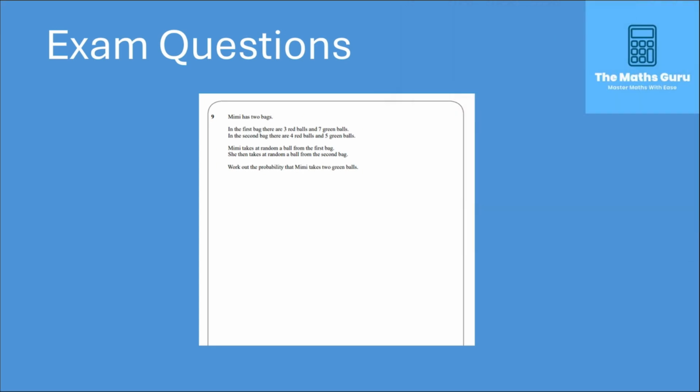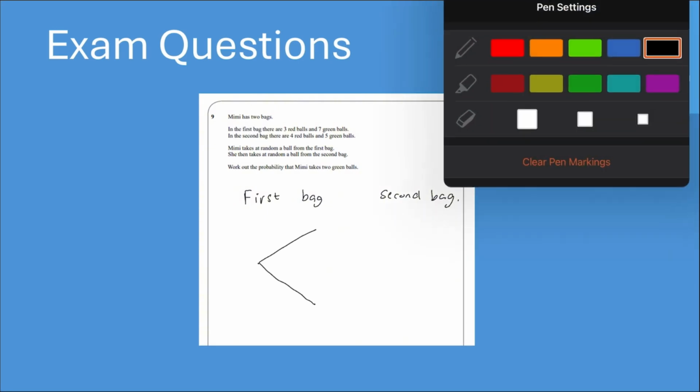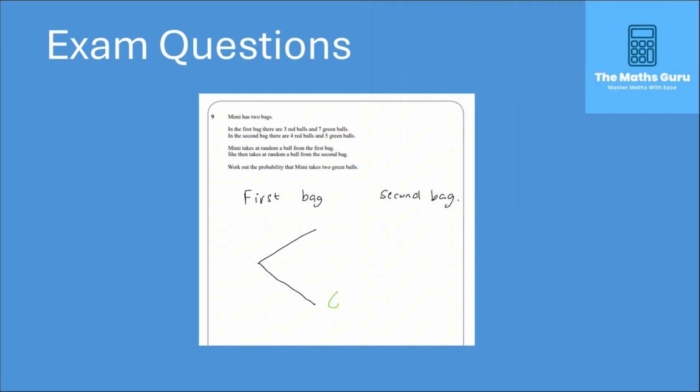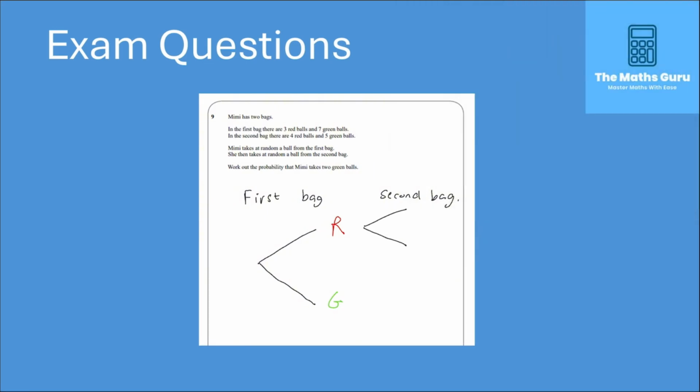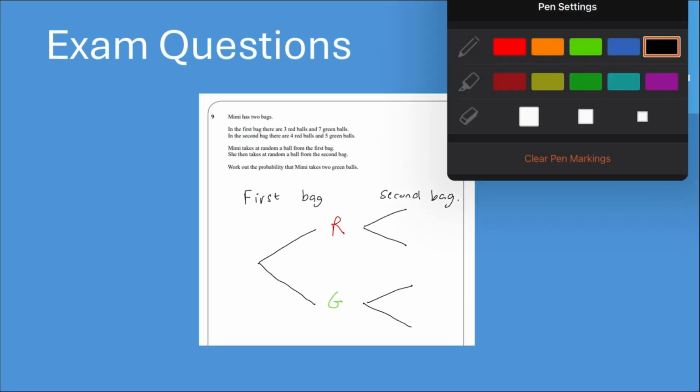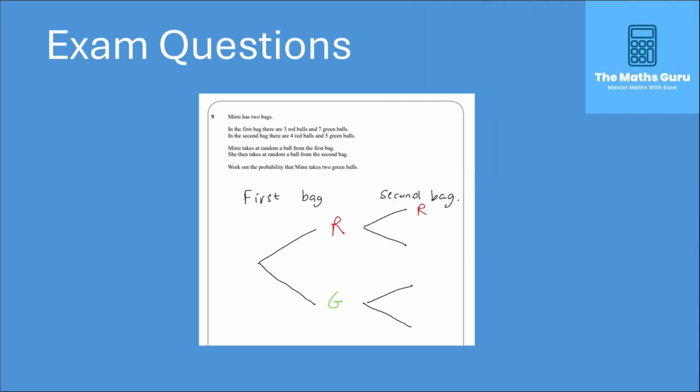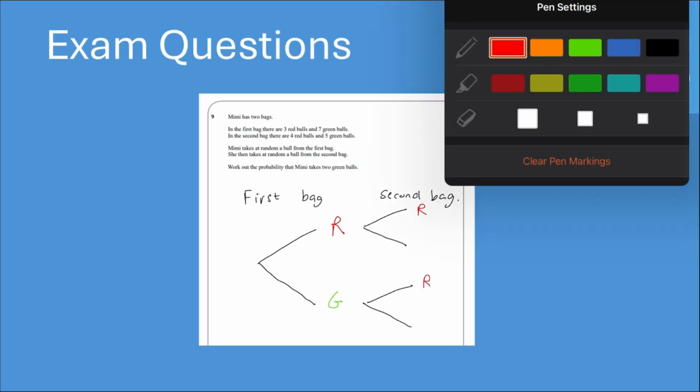So, first things first, we're going to have to draw our probability tree diagram and say, okay, this is our first bag and this is our second bag. Now, there's 2 possibilities in this situation. We first have our green balls down here and we have our red down here. Now, in the second bag, we also have 2 more possibilities. So we have our red balls and our green balls.